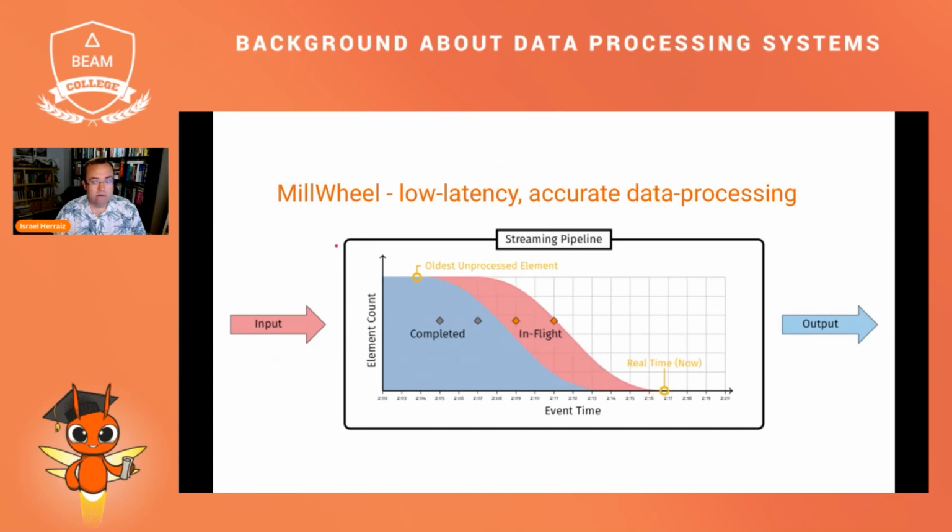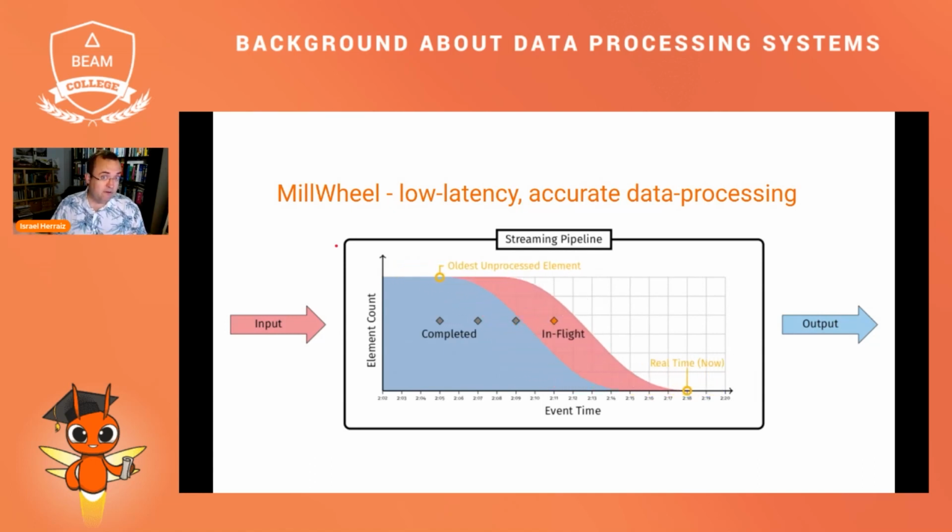There's another one that's called MillWheel. MillWheel was a similar system to the previous ones to execute complex pipelines, but focused on streaming, low latency processing and accurate data processing. Back in the days when these systems were created, it was accepted that stream processing was going to be always inaccurate.